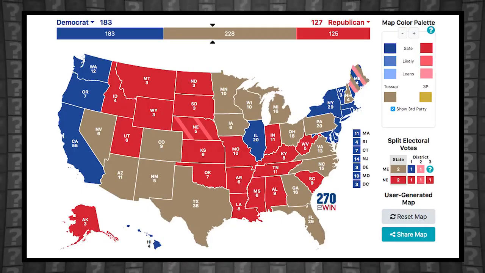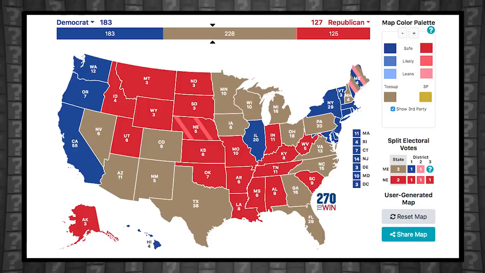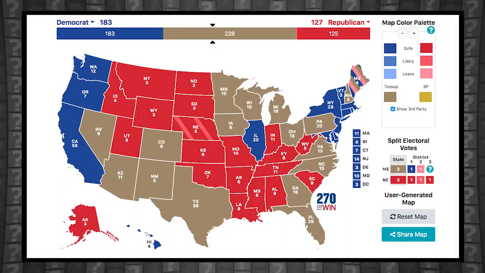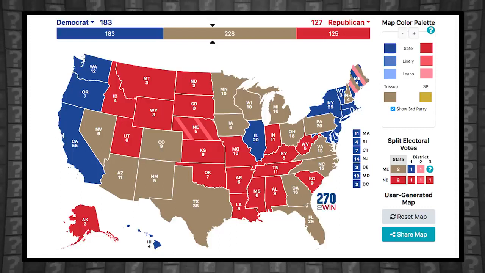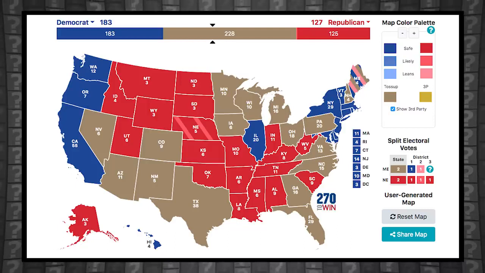Another oddity is the state of Georgia. Currently, the polling average is an even split between Biden and Trump, so the polls aren't indicating a lean in either direction. This forces us to rely on historical trends to determine who's likely to be the winner.